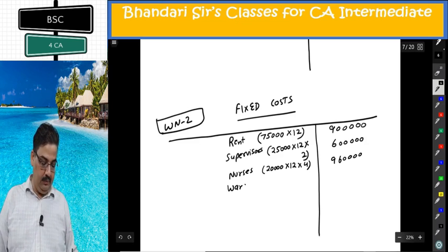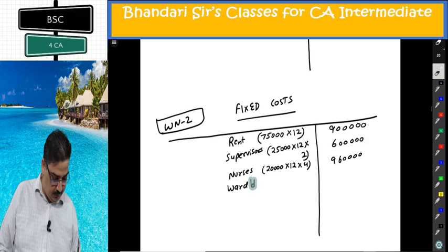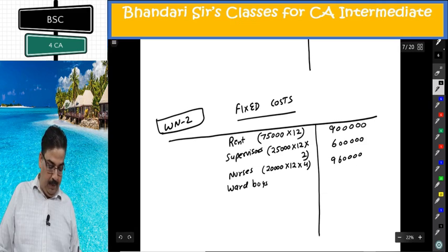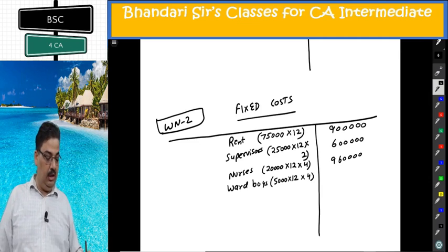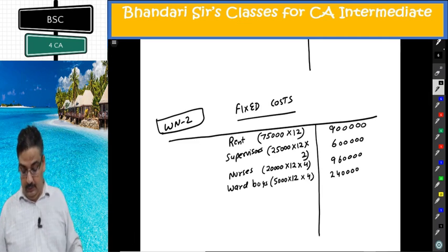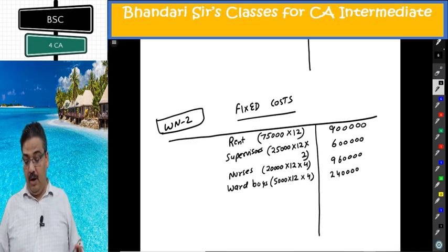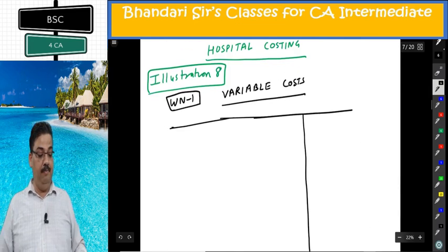Ward boys. 4 persons, 5,000 per month. 5,000 into 12 into 4. This becomes 60,000 into 4, 2,40,000. Doctors paid 2,50,000 per month, paid on the basis of number of patients attended and time spent by them. He is indirectly telling you it is a variable cost because it is depending on the patients attended.